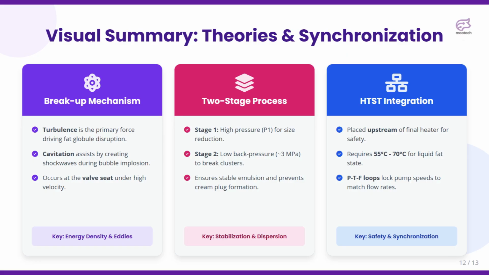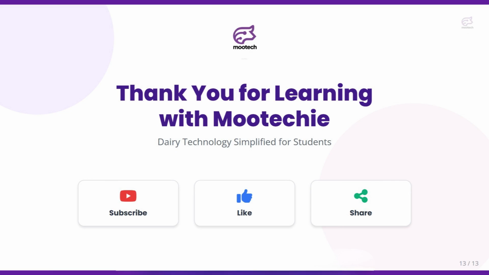To conclude, homogenization theories explain how fat globules are disrupted through turbulence, cavitation, and shear. Two-stage homogenization ensures stability. Synchronization with HTST ensures microbial safety and process integrity. In modern dairy plants, homogenization and pasteurization must function as an integrated system.